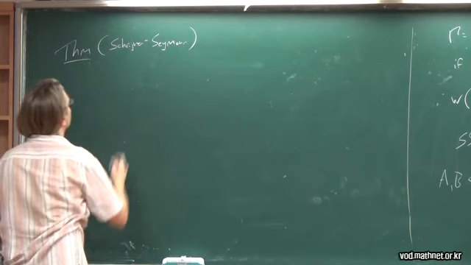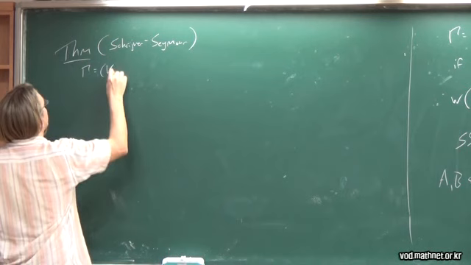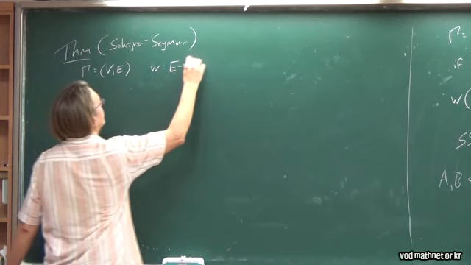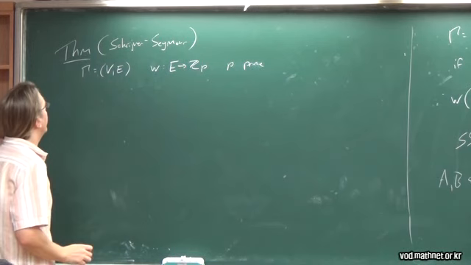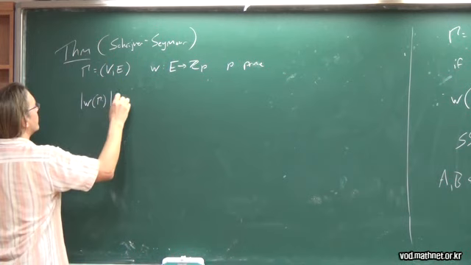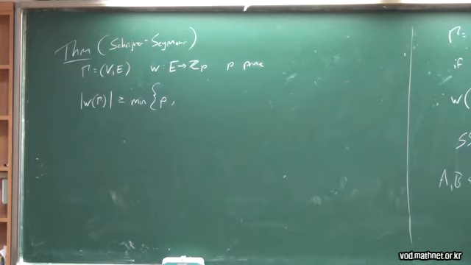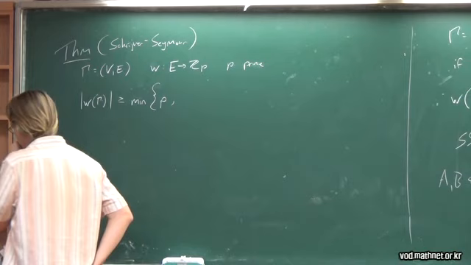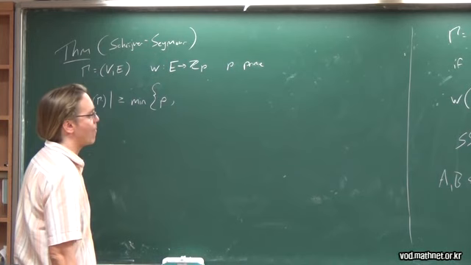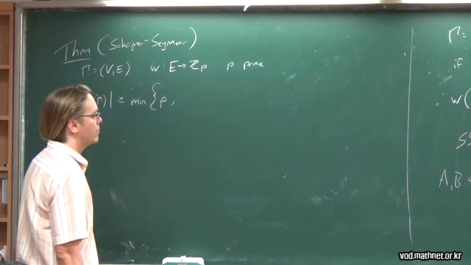So here, gamma is a graph, W is a weighting in Z_P, P is prime. And they are going to tell you that the number of distinct weights of spanning trees is at least the min of P and the following quantity. I'm just going to write this down and then we'll work out why it makes sense.